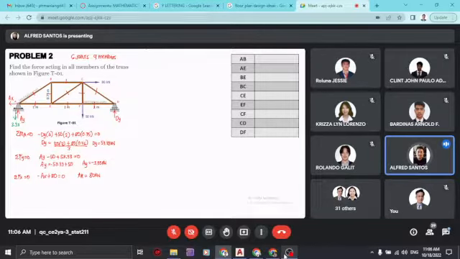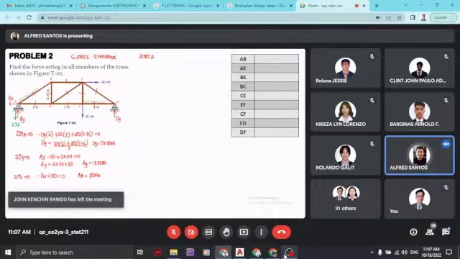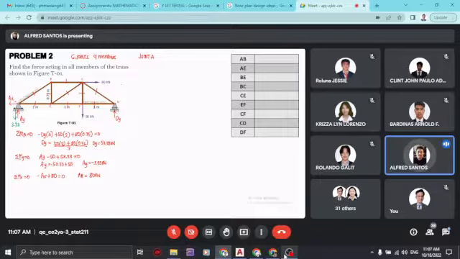Okay. So let's start with joint A. Sa joint A, dalawa lang yung members na makikita mo na naka-attach sa kanya. Unlike joint B, which is 3 members, and then joint E, 1, 2, 3, 4. Kay joint C, 4 din. Kay joint F, 3. And then kay joint D, 2. So sabi ko nga, you can start either sa joint A or sa joint D. Nakasanayan natin sa kaliwa lagi nag-uumpisa pa kanan, so start tayo kay joint A.